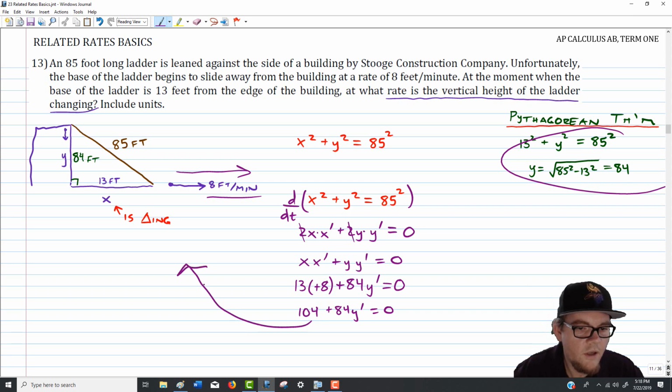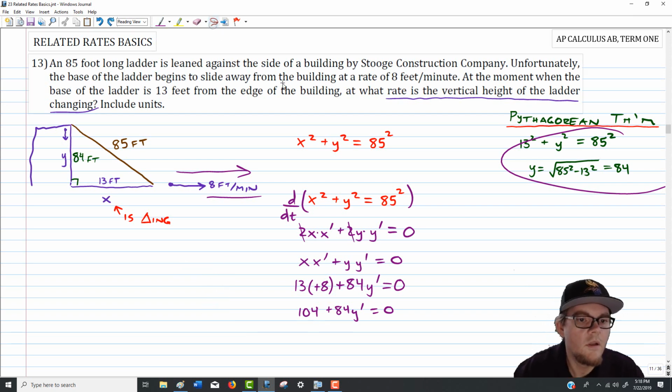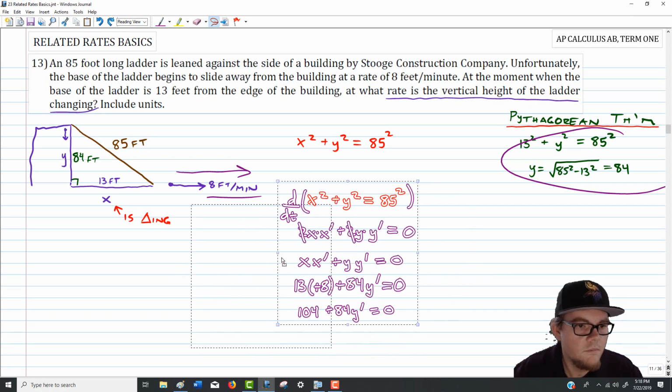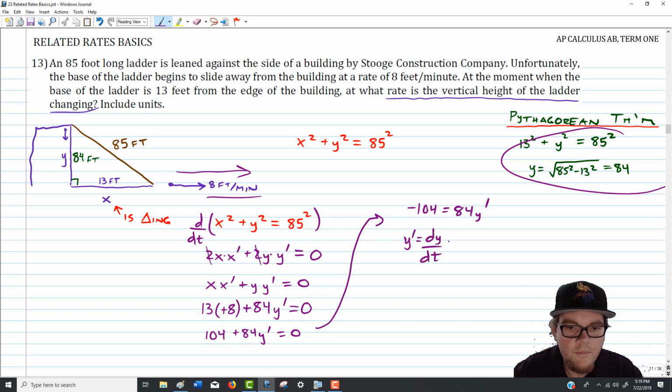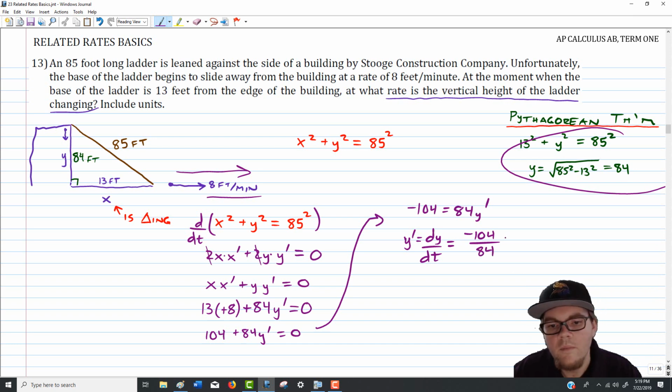Solving this equation a little bit. We're almost there. So from there, if that equation is true, then negative 104 equals 84y prime. And that means y prime, which we would probably more formally call dy/dt, is going to be equal to negative 104 divided by 84. And of course, we can simplify that a little bit. That's going to be negative 52 over 42, negative 26 over 21.